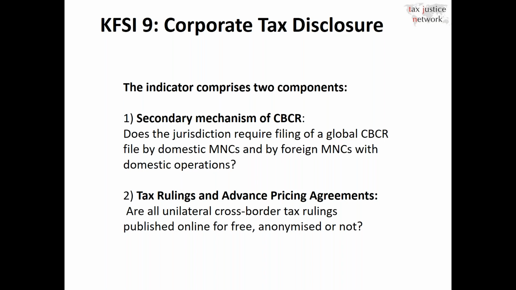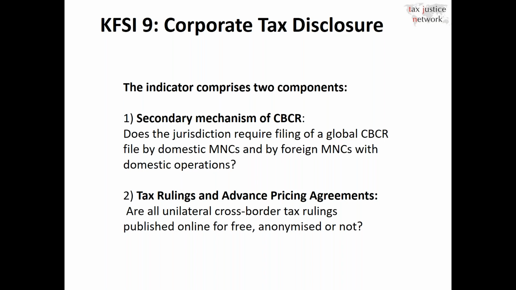The second component is tax rulings and advanced pricing agreements. We assess here whether all unilateral cross-border tax rulings are published online for free, anonymized or not. We do give a minimal credit if only some rulings are published against cost or if comprehensive statistics are published about all cross-border tax rulings.